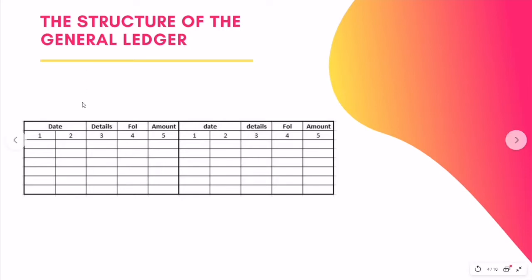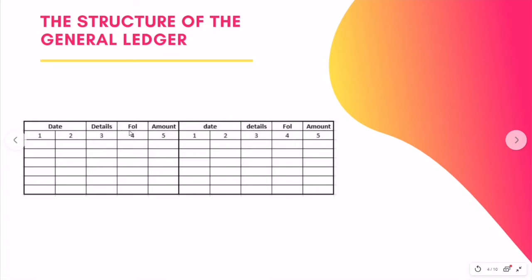Here we have a structure of the general ledger. This is the left side and this is the right side. The left and the right side look more or less similar. You have the date: number one, on this side we record the year and the month. Number two, here on the side of the date, we record the actual day when we were processing the transaction. And number three, we record the details of that transaction, whether it's a bank or cash sale or creditors. We will record it under details.